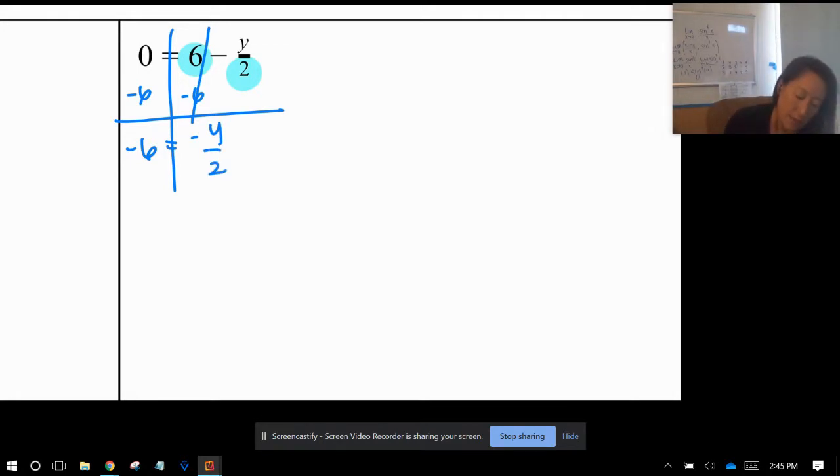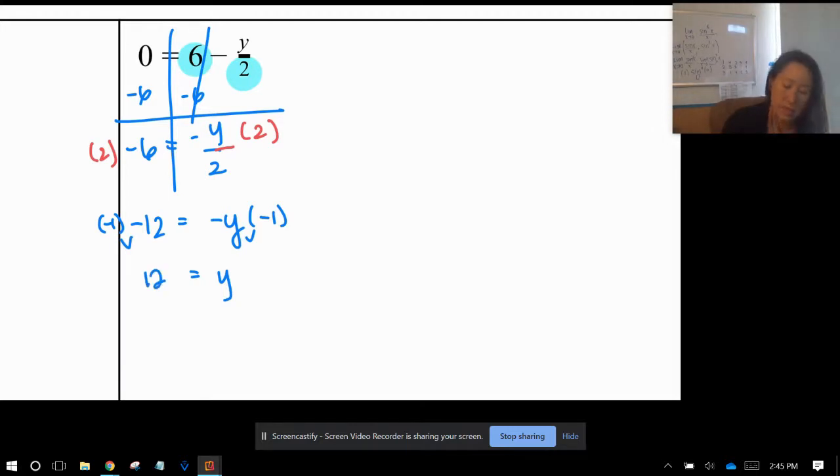Since I have a negative and a negative, I'm going to multiply. Actually, how do I undo the 2? I'm going to multiply by 2 on both sides. So I get negative 12 is equal to negative y. And then how do I undo the negative here? Because I want a positive y, I'm going to multiply both sides by negative 1. A negative times a negative gives me a positive, and a negative times a negative gives me a positive. So y is equal to 12.